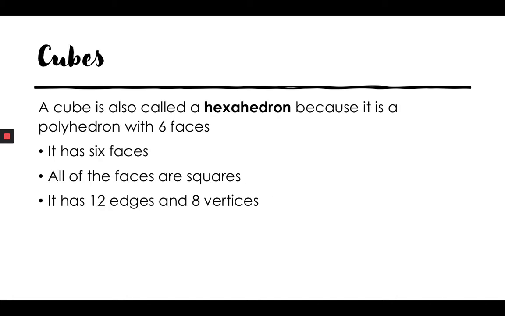For cubes, we're going to start with that one. It is also called a hexahedron because it is a polyhedron with 6 faces, and that's where the hexa name comes in. All of the faces are squares, and it has 12 edges and 8 vertices.